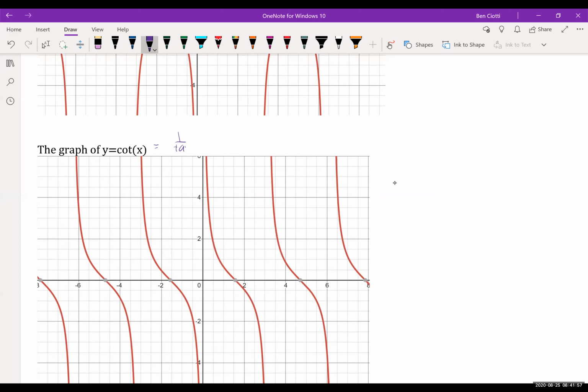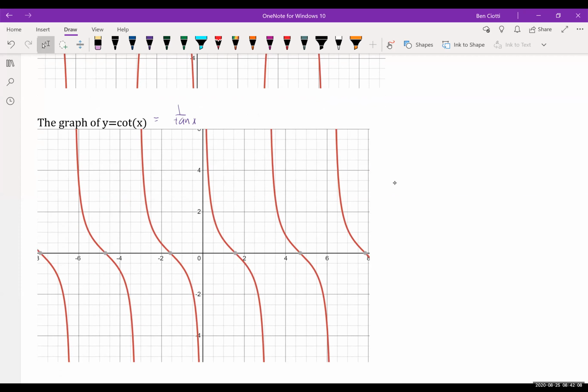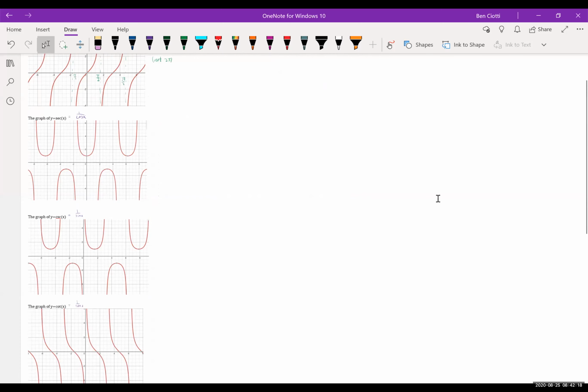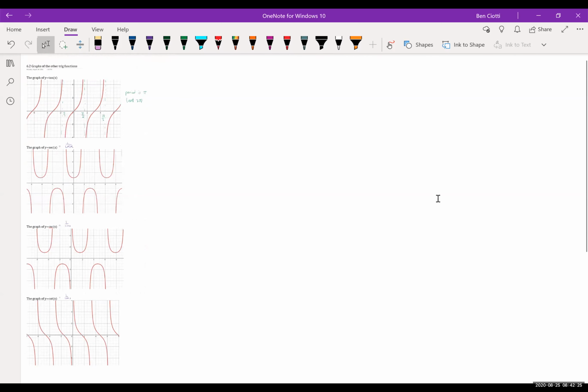And you know what? I don't think I have ever used the graph of cotangent for anything in my life. So this one's probably not going to come up very much, which is why we're skipping this section. Okay, so that was a lightning quick rendition of section 6.2. Any questions?